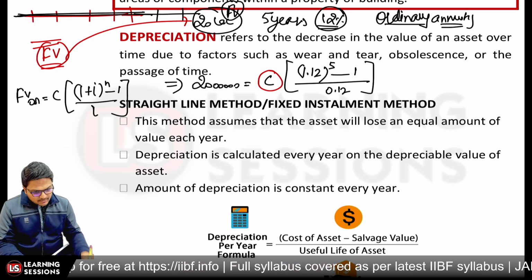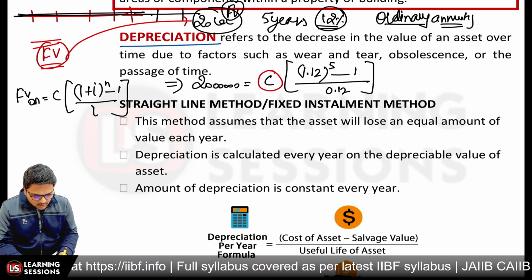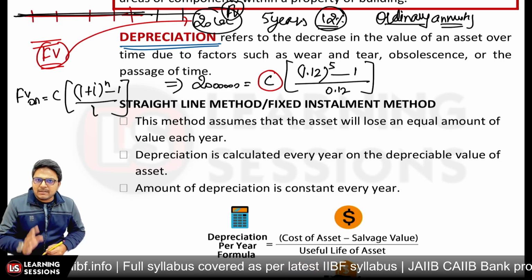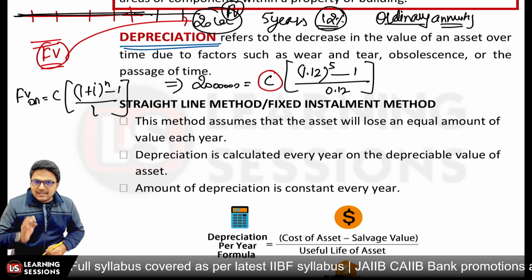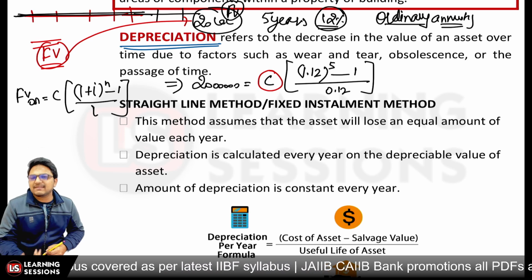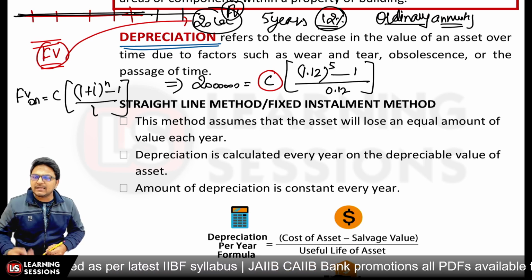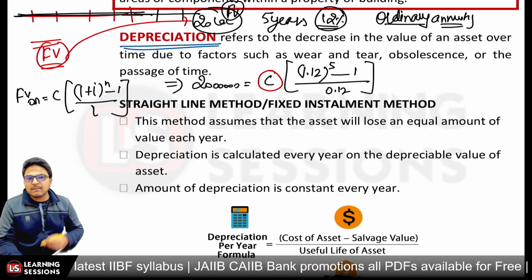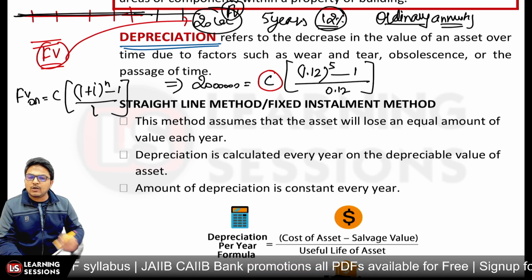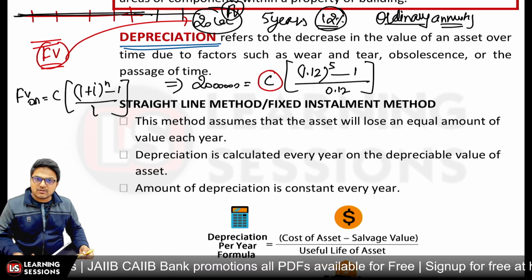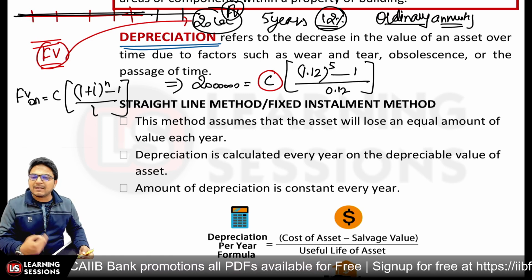And after that, the next topic is related to depreciation. Now what do you mean by depreciation? Depreciation is basically the decrease in the value of an asset over a time period. Why is the value decreased? It may be due to different factors. It may be related to wear and tear, to obsolescence of the product, or merely through the passage of time, right?